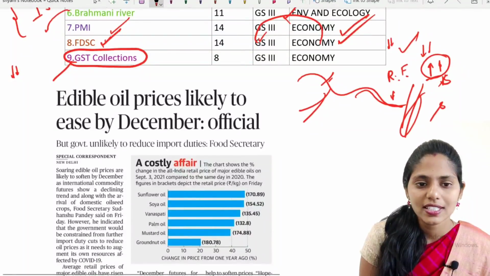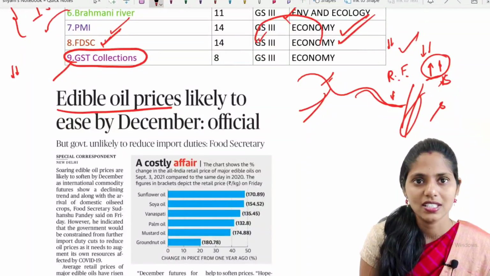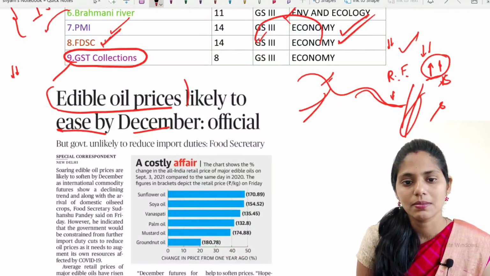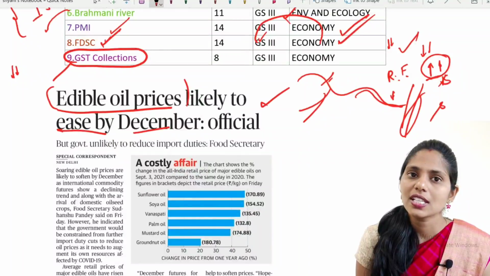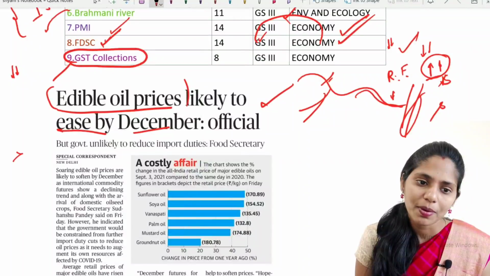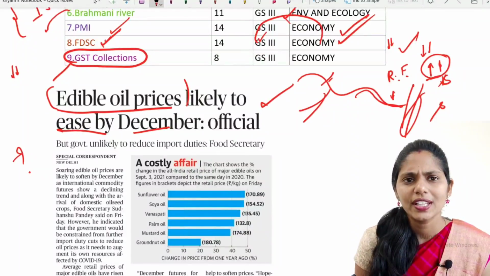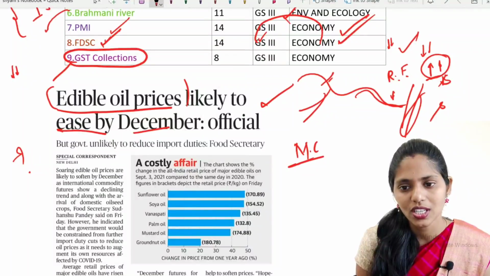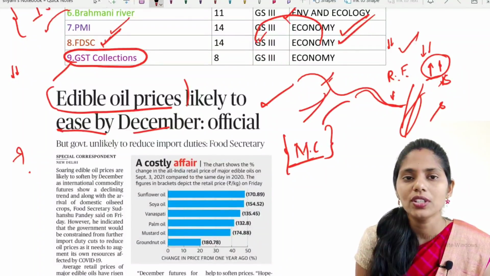As I said, it is about edible oil prices likely to ease by December. Edible oil prices are likely to be eased by December. So this article is talking about edible oil prices. Why are edible oil prices important? I think the day before yesterday we studied about the middle class family and how COVID-19 has impacted the middle class.